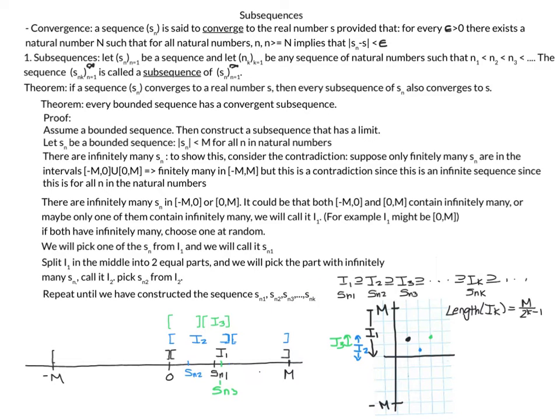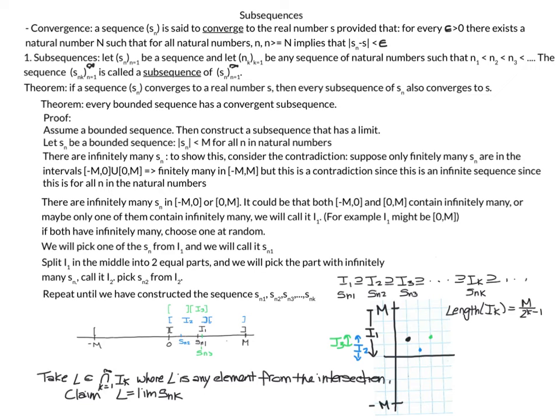And one other note: each of the intervals, I1 contains I2, which contains I3, right? Because I1 is this bigger interval, and then I2 is half of I1. So each of them is contained in the previous intervals. And one last note: the length of Ik is equal to m divided by 2^(k-1), because each time we do an iteration of Ik, we're halving the length of our interval.